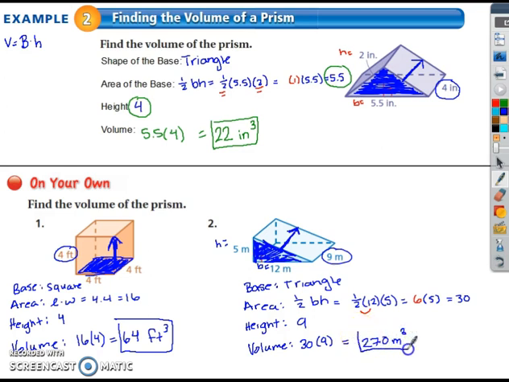So what we have found is that it's going to take 270 cubic meters, all in the shape of a cube, in order to fill up this prism that we are dealing with.